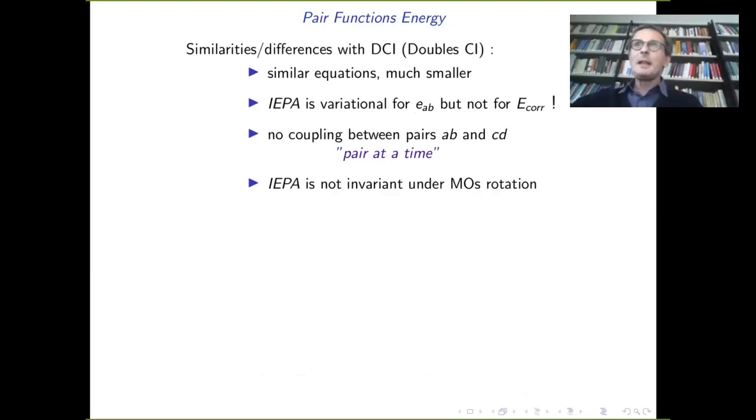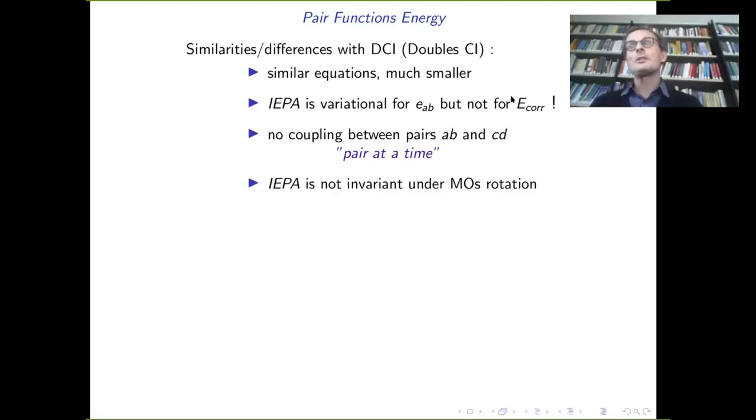So interestingly, it looks very similar to what I called the configuration interaction restricted to double excitation. It is similar equations, even though the way we treat it is much smaller somehow, so it's less demanding. The evaluation of the EAB is indeed variational. This means that you get the lowest energy that you can think of, but summing up those doesn't guarantee that you get something that is variational for the correlation energy. So that's something that you should be aware of.